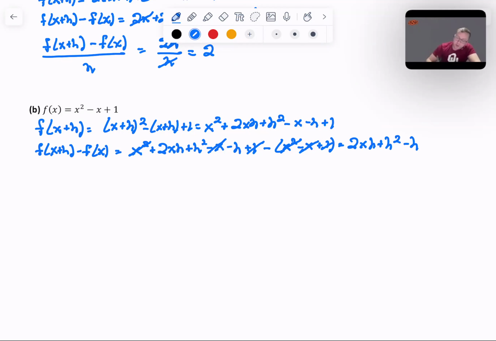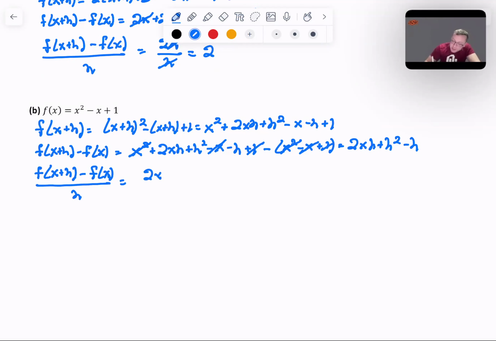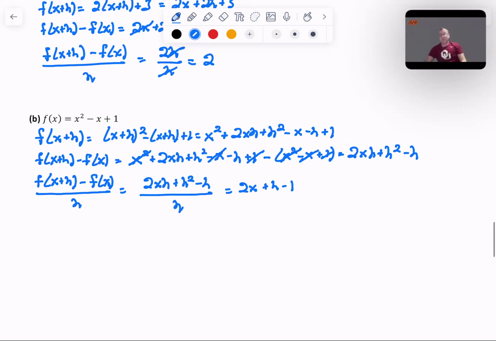And now if I want to divide that by h to get the difference quotient, this is (f of x plus h minus f of x) over h. Then this would be 2xh plus h squared minus h, divided by h. So this simplifies: 2xh over h is 2x. h squared over h is just h. And then minus h over h is minus 1. So that's the final difference quotient there.